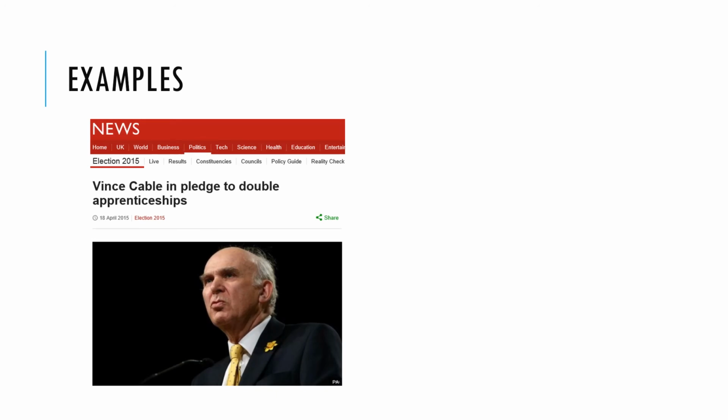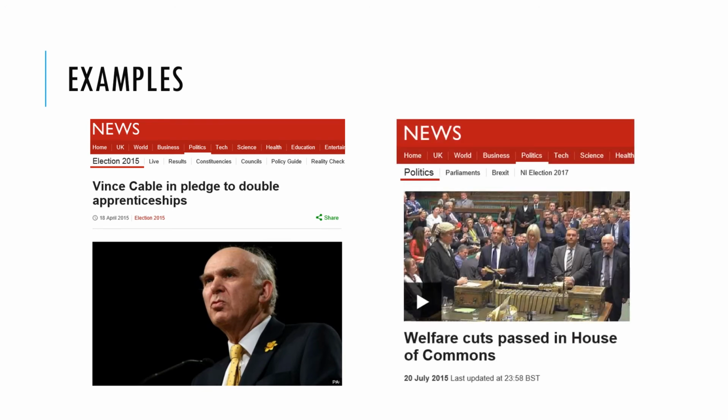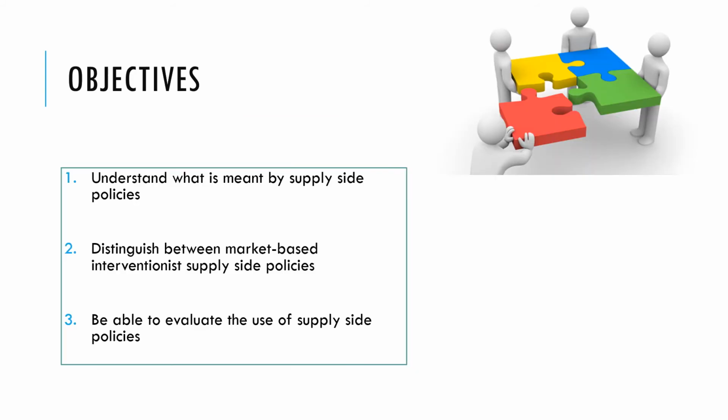Over recent years, governments have made pledges to increase the number of apprenticeships and vocational training, potentially providing businesses with a more skilled workforce, which would be a supply-side policy. Also, cutting welfare may encourage people to re-enter the workforce and seek employment, which should be beneficial in terms of increasing the supply of labour, the amount of labour, and also reducing wage rates, which could both help the economy to produce more. So we looked at some market-based and interventionist supply-side policies and some examples.